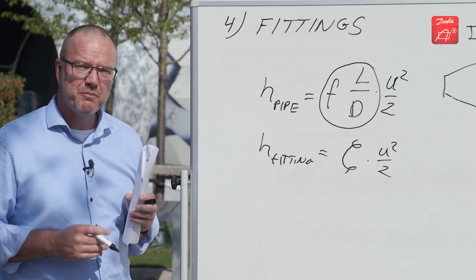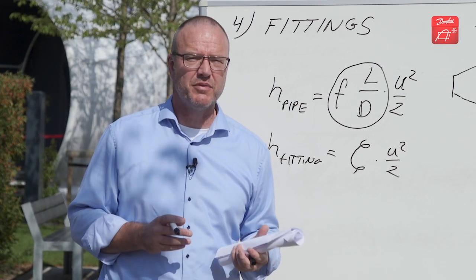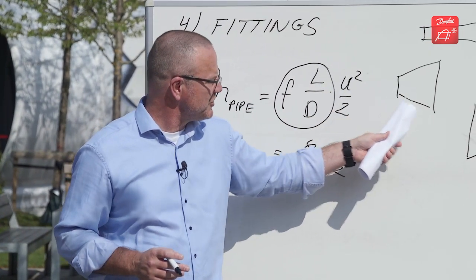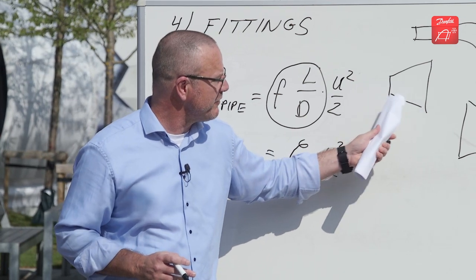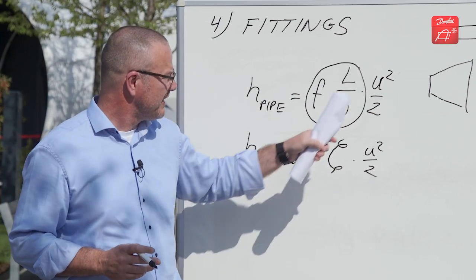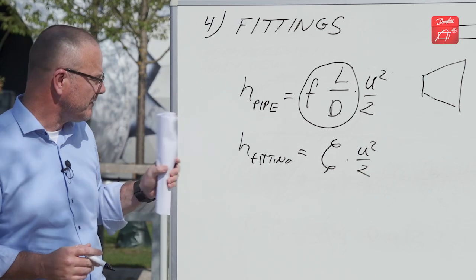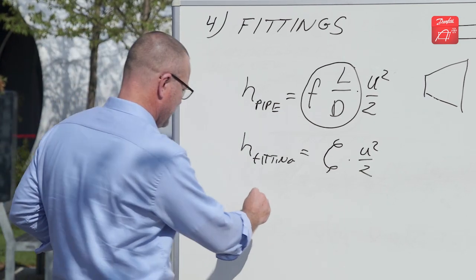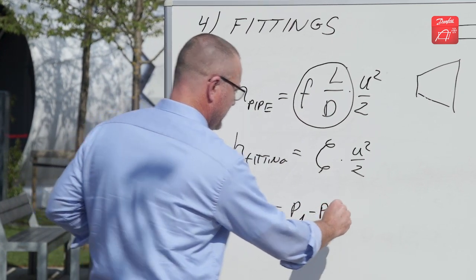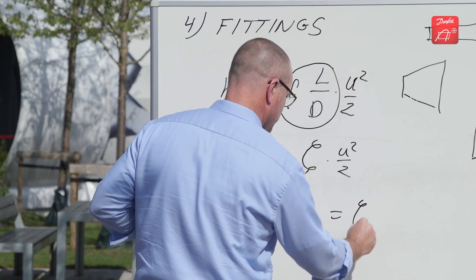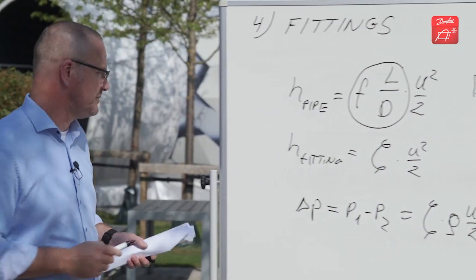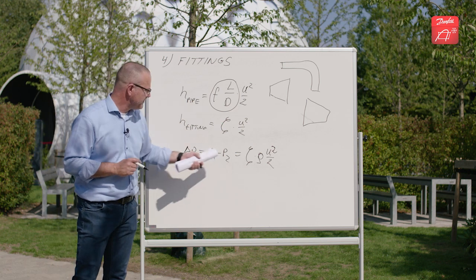Also, when we talked about pipes, we talked about both compressible and incompressible flow. For fittings, they will normally be of so short distance that the density will not really change in the fitting. So we use this equation more or less for both compressible and incompressible flow. If we write the pressure drop for this, you'll get that the pressure drop, equal to P1 minus P2, is equal to zeta times density times velocity squared, halved. So this concludes the fitting part.